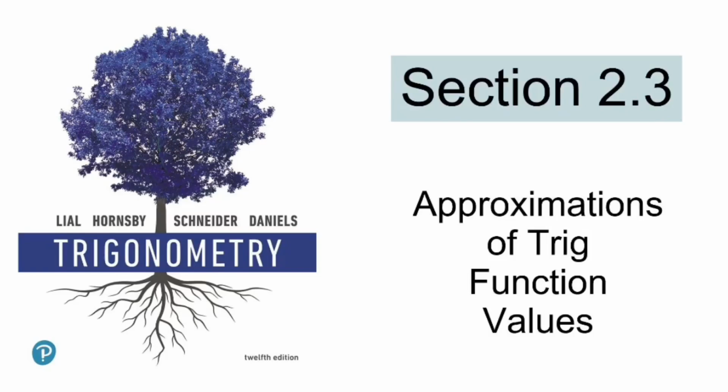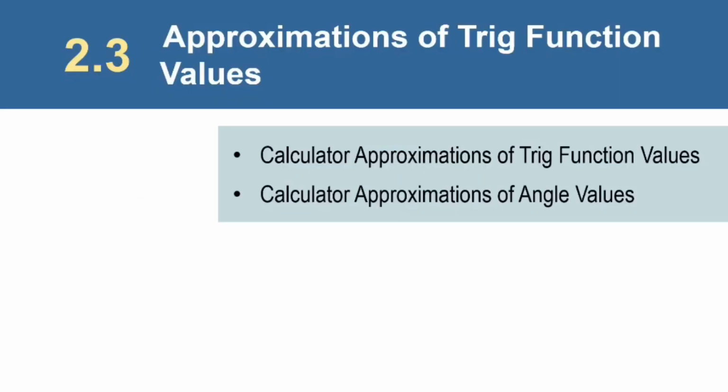Today we're in section 2.3 and we're talking about approximations of trig function values. Approximations means the calculator is involved now, so we're going to be getting calculator approximations of trig function values. In other words, putting in an angle and getting a trig function value. And we're also going to talk about calculator approximations of angle values, which means we're going to put in the function value and get the calculator to give us back the angle.